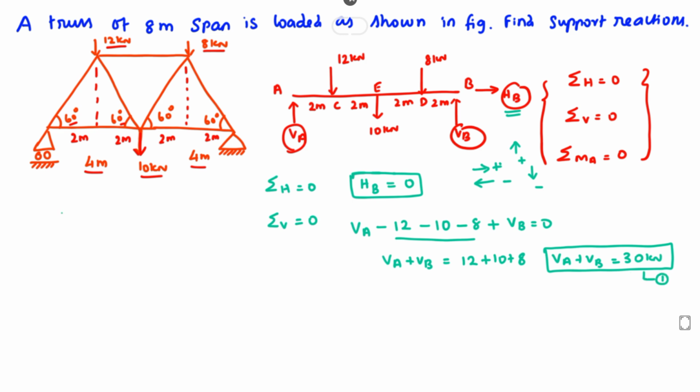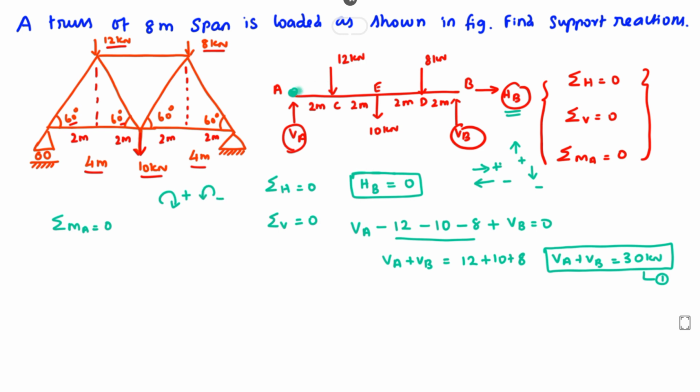Now next we apply sum of moment about A equal to 0. We take the moment about here. At that point the moment of VA will be 0, because moment is force into distance and there is no distance at this point. For moment, we take clockwise force as positive and anti-clockwise force as negative.